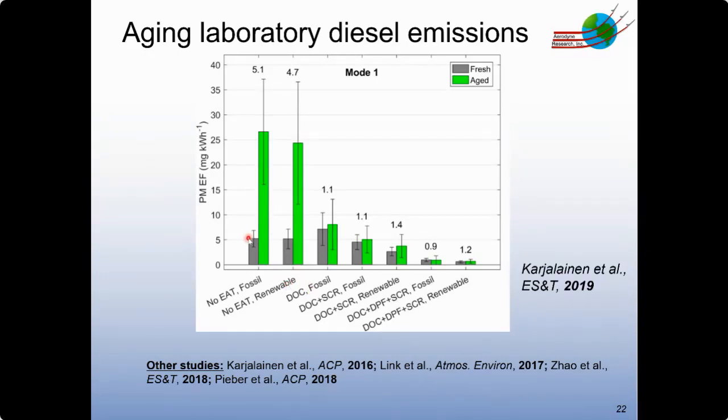And Karjalainen et al. saw that when they didn't apply any engine aftertreatment, they saw PM primary emission factors of about 5 milligrams per kilowatt hour of vehicle operation, but then a 5-fold increase in secondary aerosol emission factors relative to primary that would otherwise not have been known. They saw a similar picture with renewable fuel instead of fossil fuel, and then applying different oxidation catalysts and other techniques to remove primary aerosol. They had different levels of effect on the secondary emissions as well.